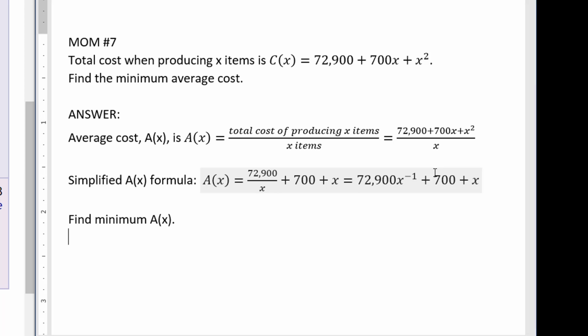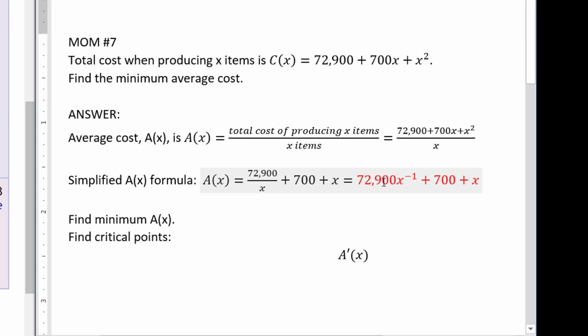Okay, we want to take this A of x function and find when A of x is smallest, when it is minimum. We know the steps to doing this is to find the critical points, and then we'll use the first derivative test to identify if the critical points are local max or local min or not. To find critical points, I need to find where A prime is 0 and where A prime is undefined. So we need to find the derivative of A of x.